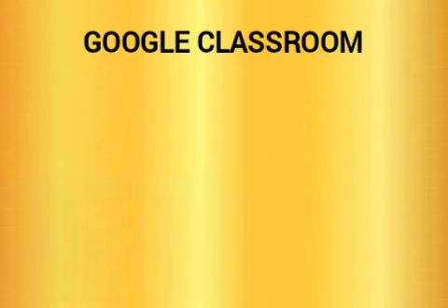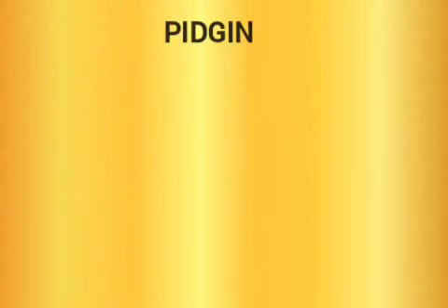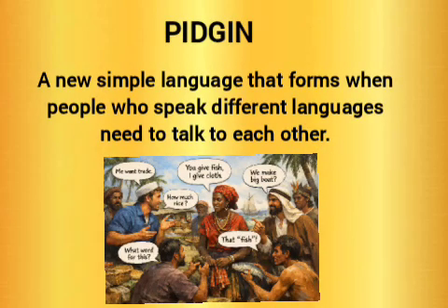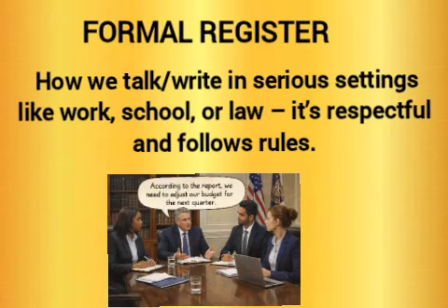Google Classroom: free online tool by Google for schools. Helps teachers and students share work, make assignments, and grade easily. Pidgin: a new simple language that forms when people who speak different languages need to talk to each other. Formal register: how we talk and write in serious settings like work, school, or law.